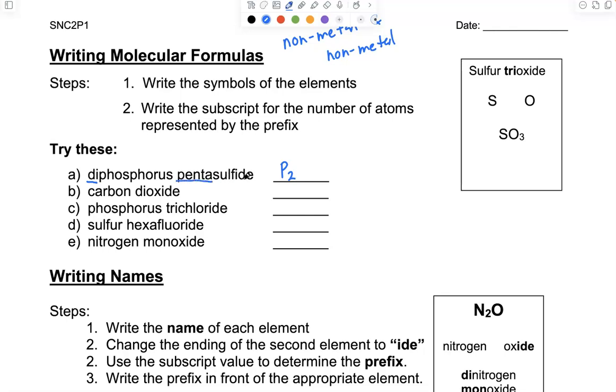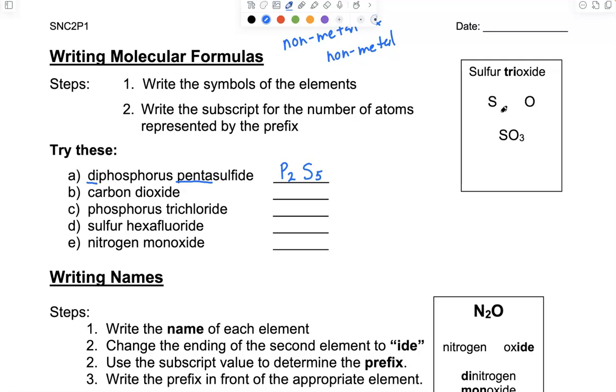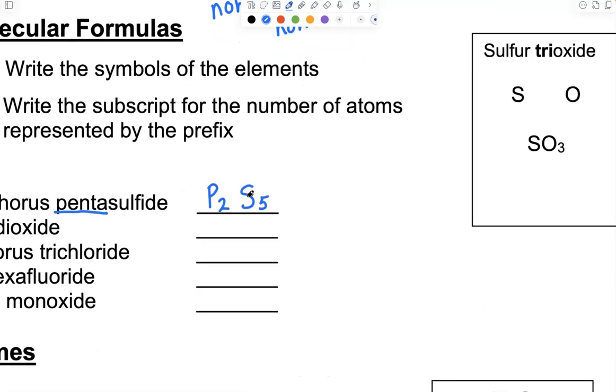pentasulfide. Sulfide is your sulfur. Since we have pentasulfide, we have 5 sulfur. So diphosphorus, 2 phosphorus, pentasulfide, 5 sulfur. Okay, another example over here. You have sulfur trioxide. That's your sulfur element, and that's your oxygen. Since this is just sulfur, it tells us there's only one of them. If it's trioxide, that tells us there is 3.